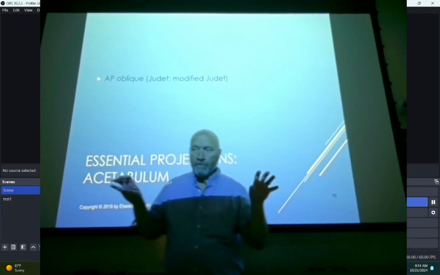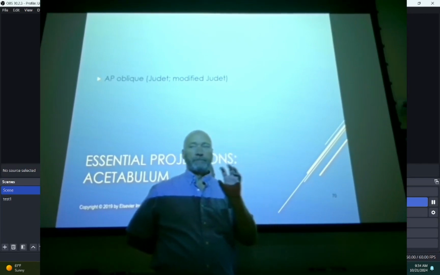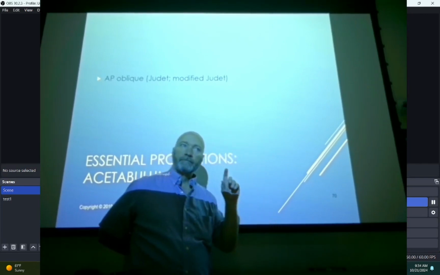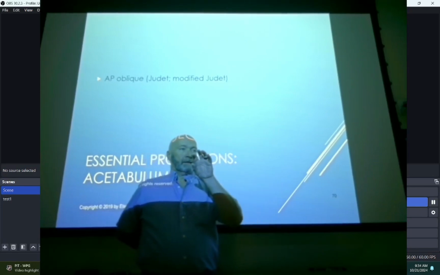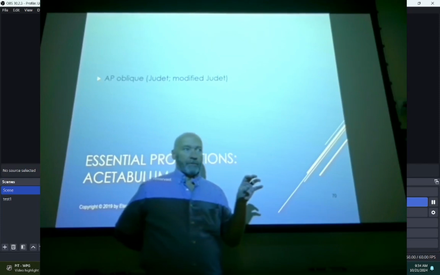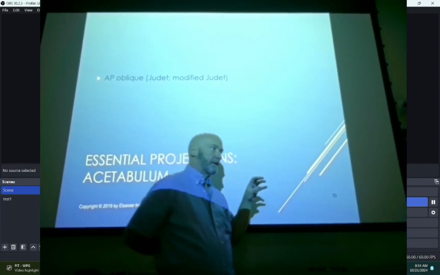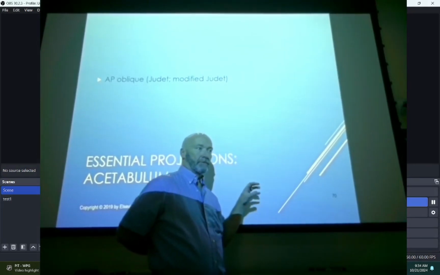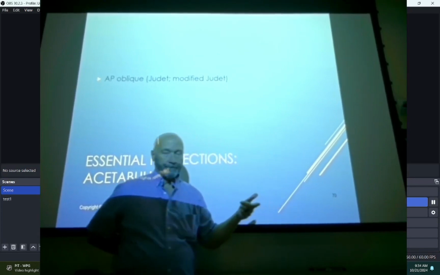So the Judet method is an AP and a lateral, unilateral acetabulum. Okay, so you're going to do two views. One gives you the AP. So we're going to have the upside, where we're going to see the AP, and then on the downside oblique, we're going to see the lateral. Okay, so that's a textbook Judet.